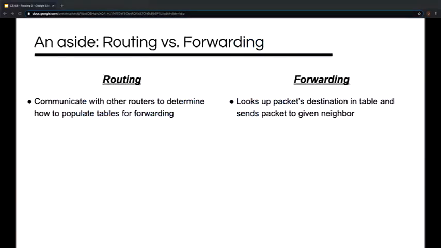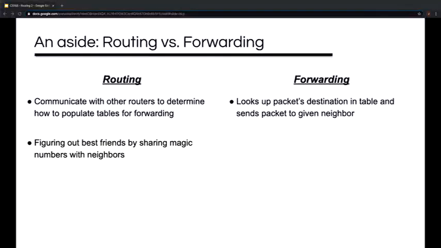All right. So a quick aside now. I wanted to relate what we were doing to some concepts that we covered last time. Last time I had a slide that looked very much like this, comparing routing and forwarding. Routing: communicate with other routers to determine how to populate tables for forwarding. Forwarding: look up the packet's destination in the table and send the packet to the given neighbor.